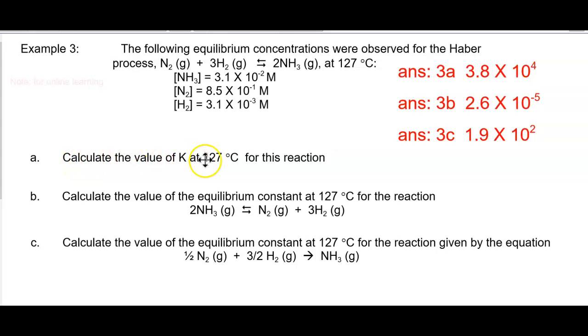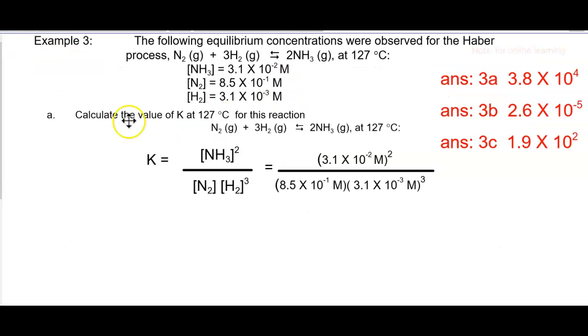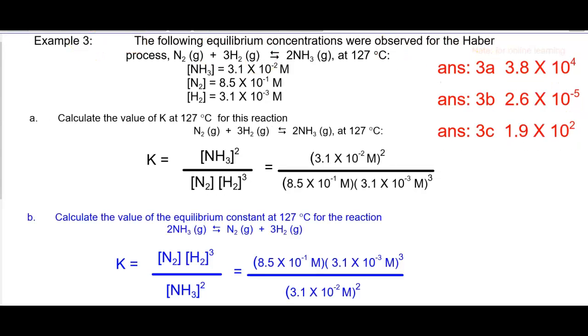So it says calculate the value of K at 127 degrees Celsius for this reaction. So like before, we're going to say K equals the products raised to their power, so NH3 squared over N2 to the first power, because there's a 1 in front, and H2 cubed, because there's a 3 in front. We're going to plug in our proper concentrations here, and when we do this math, we're going to get the answer of 3.8 times 10 to the 4th. So that is for part A.